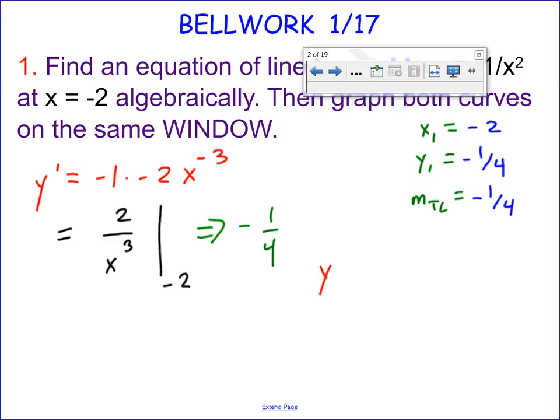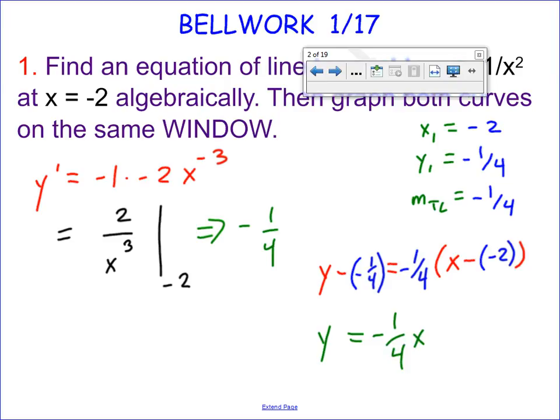So we know y minus y sub 1 is given by m times quantity x minus x sub 1. So we're using -1/4 for my y coordinate, -1/4 for our slope, and -2 for our x coordinate. And it looks to me like we get y equals -1/4 x minus a negative is plus 2 times the -1/4, which is -1/2. Yeah. And -1/2 minus a 1/4 is -3/4. Is that what you're getting?